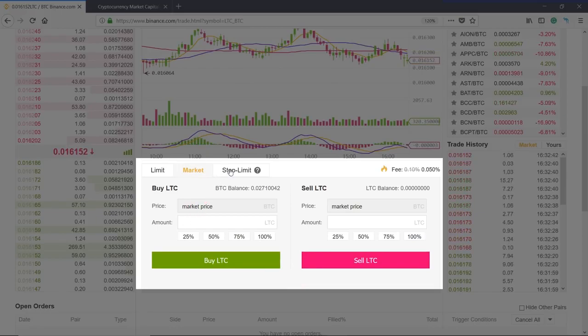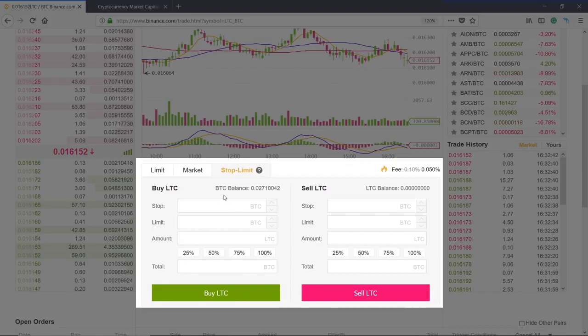Now, of course, the stop limit is a little bit different. Let's just describe what a stop limit is. What is a stop limit? Let's click on the little question mark here. A stop limit order is an order to buy or sell a coin once the price reaches a specified price.